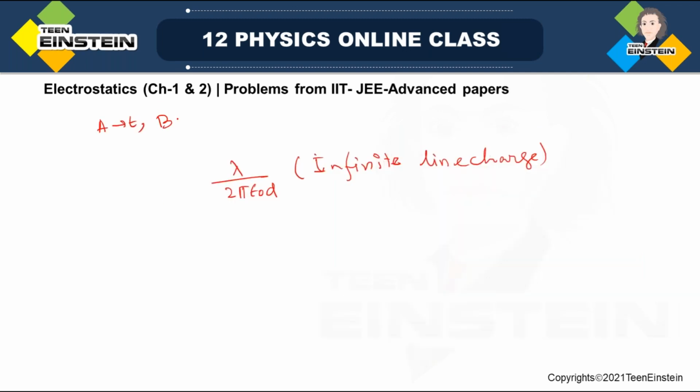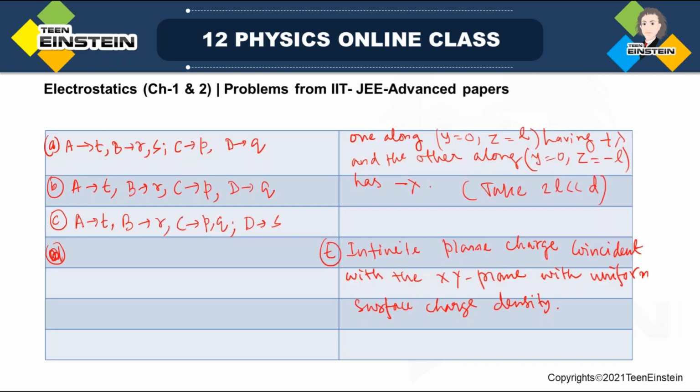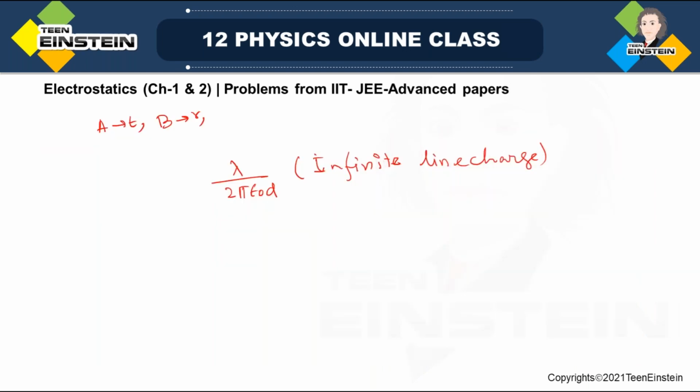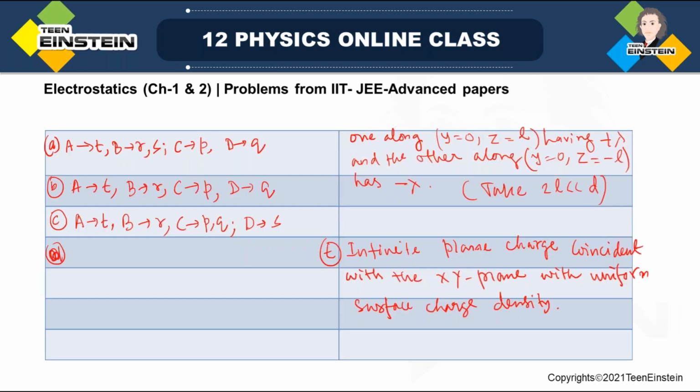So B will be matching with R. Now let us go to the C. C is 1 by d square. It is actually for point charge. If you keep the point charge at the origin, then it is true. Okay, so at least we can see now C is matching with P 1. Let us see if something else also matches with C.